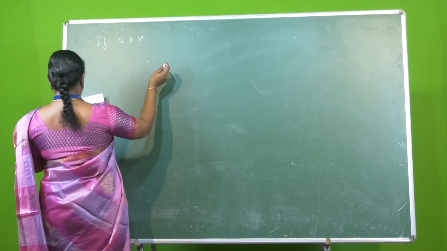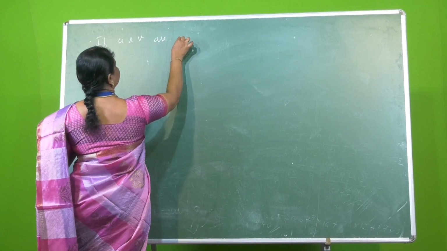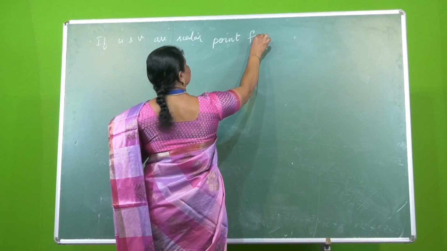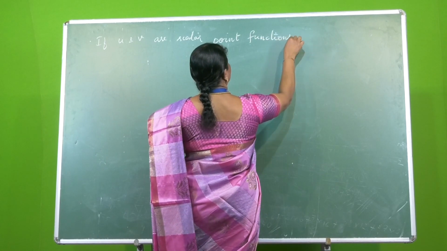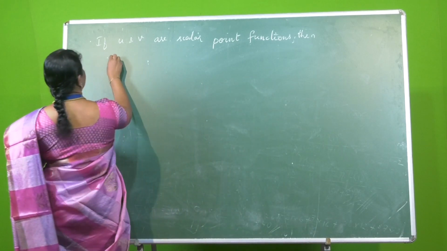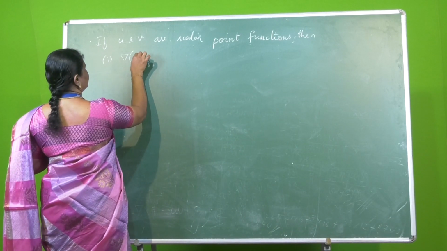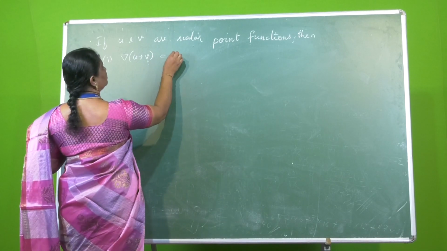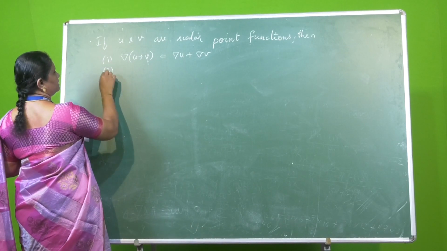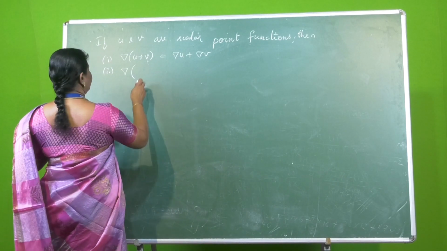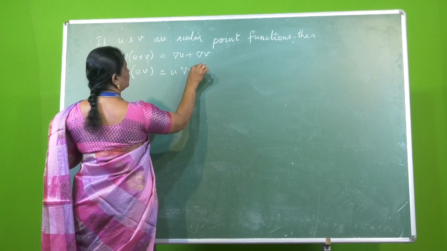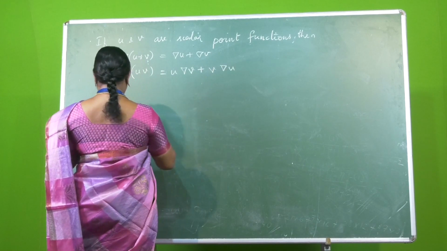Next, let us see the formula involving operator del. u and v are scalar point functions, then the first one is del of u plus v is equal to del u plus del v, and we have to prove the second term, del of uv is equal to u del v plus v del u.